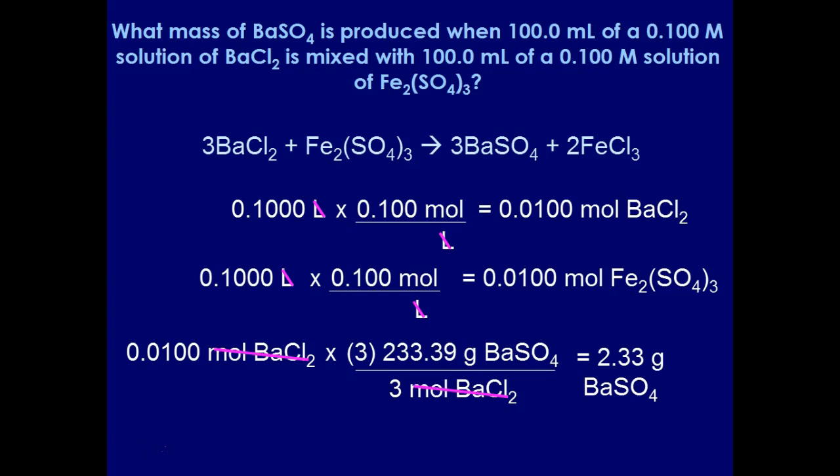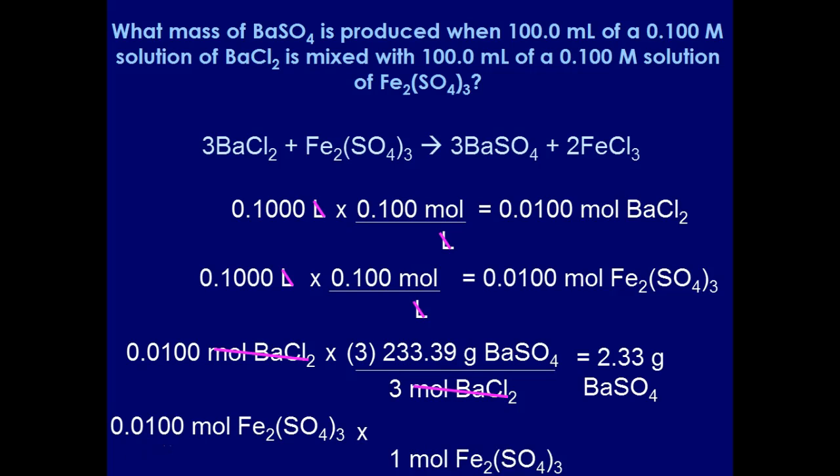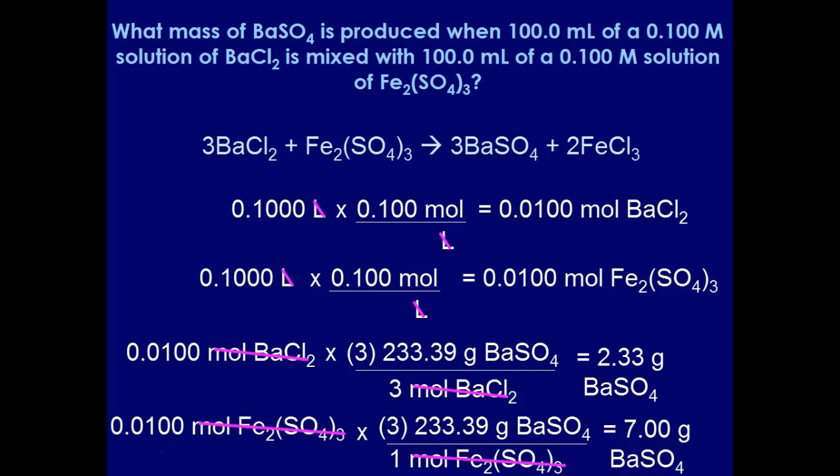I'm going to do the same thing with the iron 3 sulfate, using the coefficient for iron 3 sulfate in the balanced equation, which is 1, and then multiplying it again by the mass of barium sulfate and its relative coefficient to relate the barium sulfate to the iron 3 sulfate. When I do that through, I get that 7 grams of barium sulfate is possible. Again, I am limited by the reactant I would run out of first, which in this case would be the barium chloride. So the amount of barium sulfate that I can make is the amount made by my limiting reactant, the barium chloride, 2.33 grams.